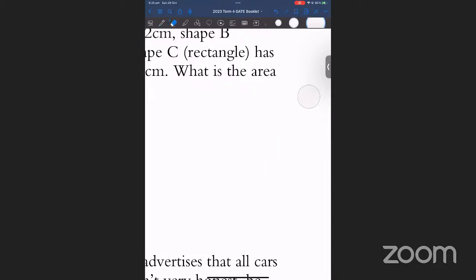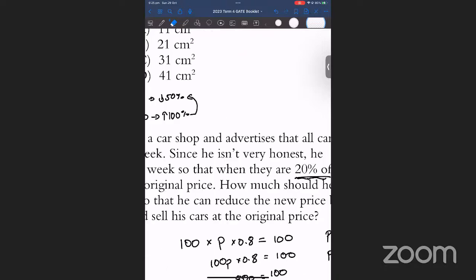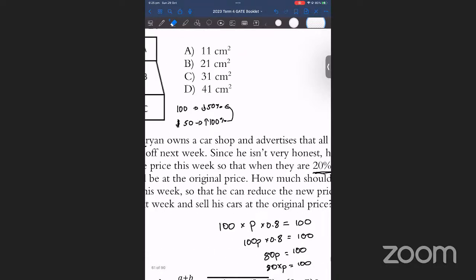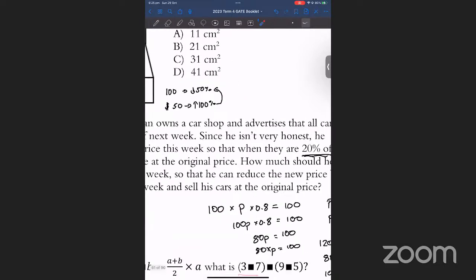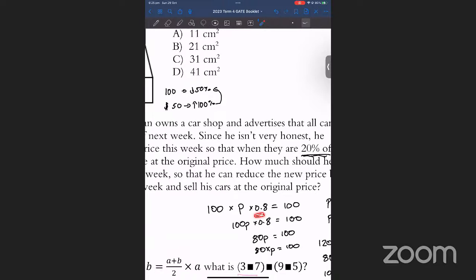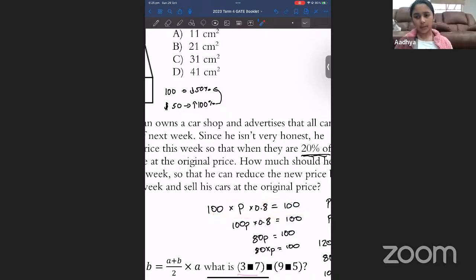So now that you know this, let's take a look. Imagine this guy selling a car that originally cost $100 and it increases by P. We don't know what P is. It's increased by a certain amount, so we just call it P. And then it decreases by 20%, which is 0.8, and it becomes back to 100. Do you guys understand what's going on here? We started with 100, it increased by P, it decreased by 20%, and it goes back to the original price. Do you guys understand? Yeah.